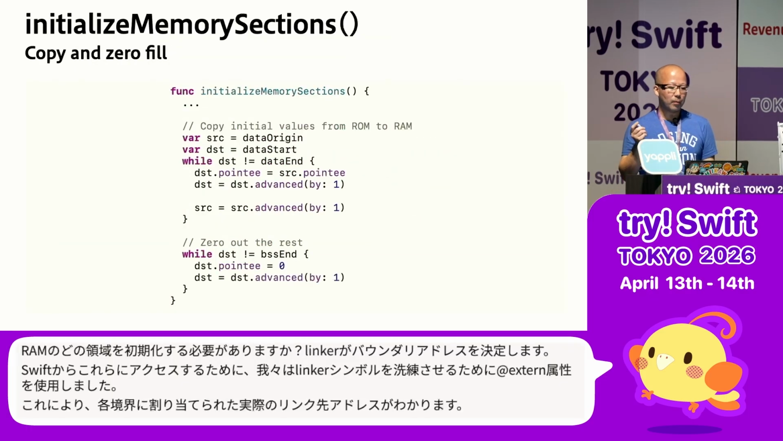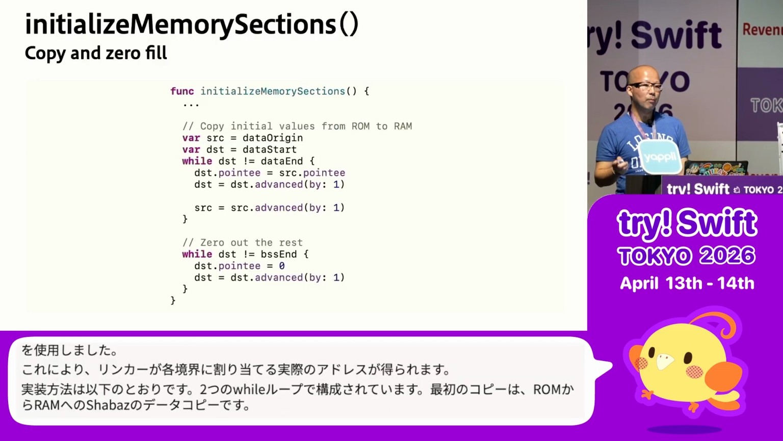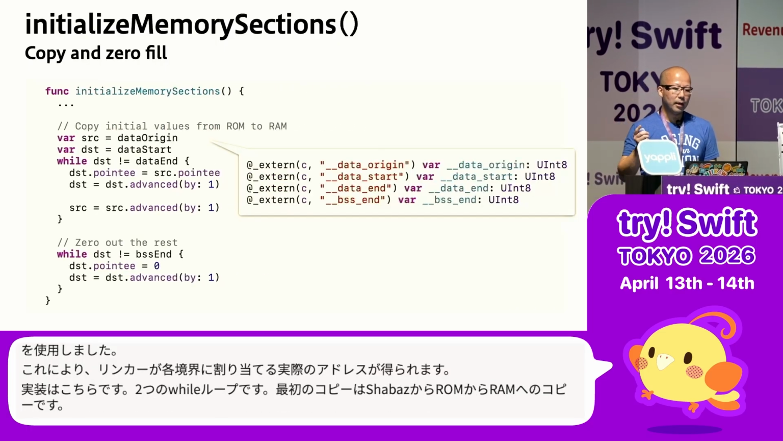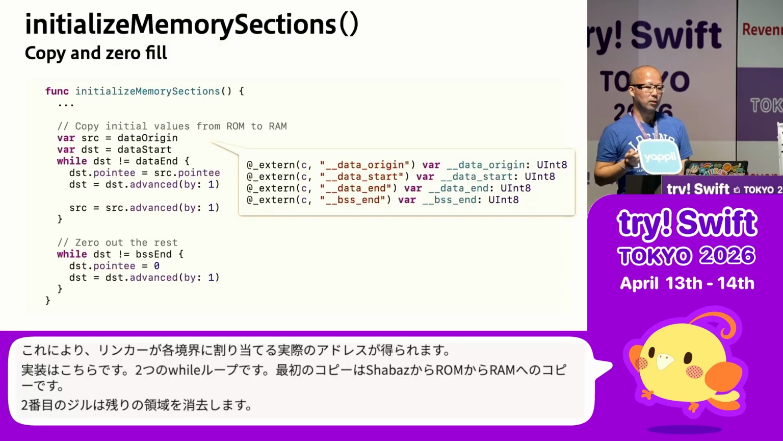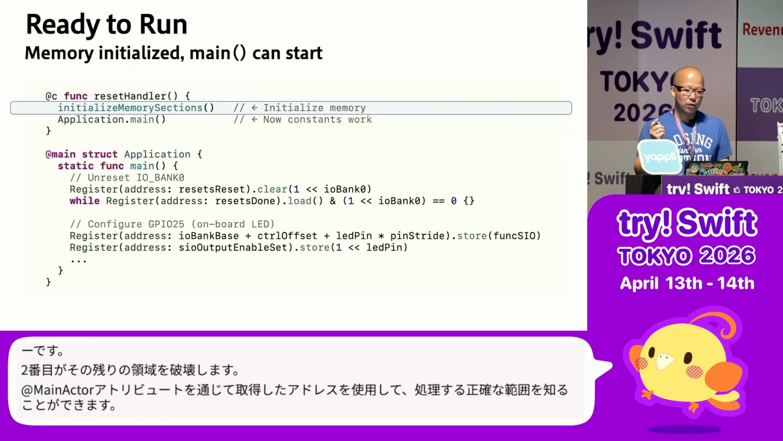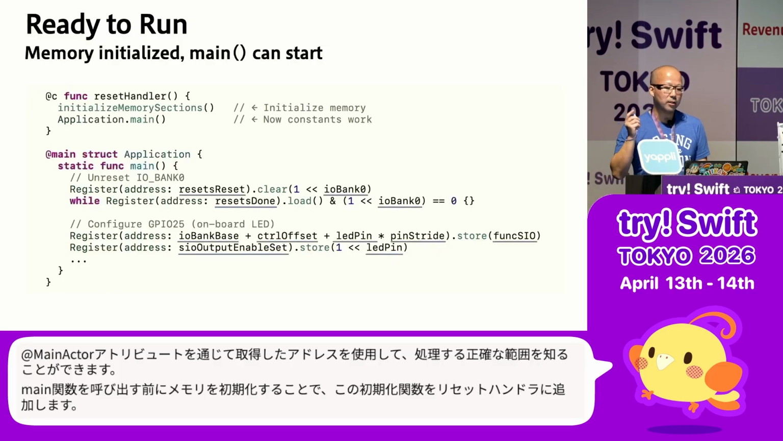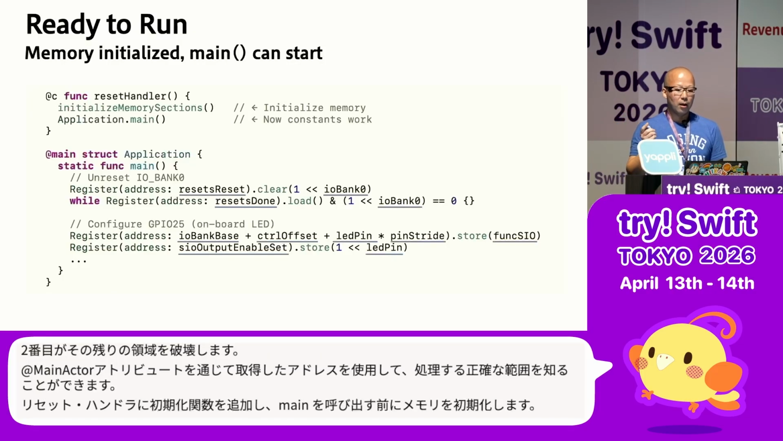Here's the implementation. It's just two while loops. The first copies initial values from ROM to RAM. The second zeroes out the remaining region. It uses the addresses we got through the @extern attribute to know exactly which range to process. We add this initialization function to the reset handler, initializing memory before calling main. Global variables and static properties get their correct values. The code with named constants that didn't work before now works correctly.